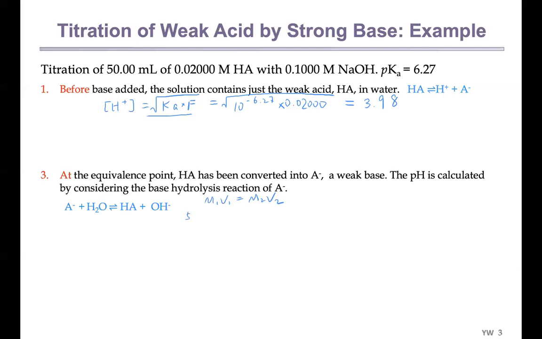So 50 milliliters multiplied by 0.02000 is your 0.1000 multiplied by V2. So V2 is 50.00 times 0.02000 divided by 0.100, which will give you 10 milliliters. Oops, 10.00 milliliters.